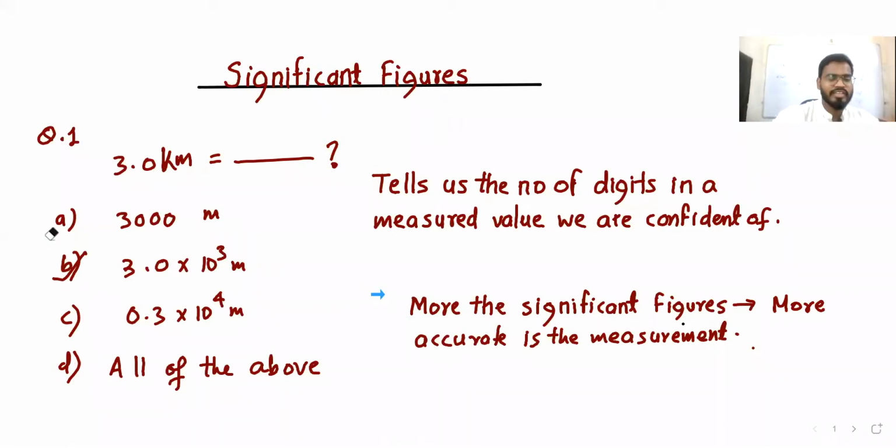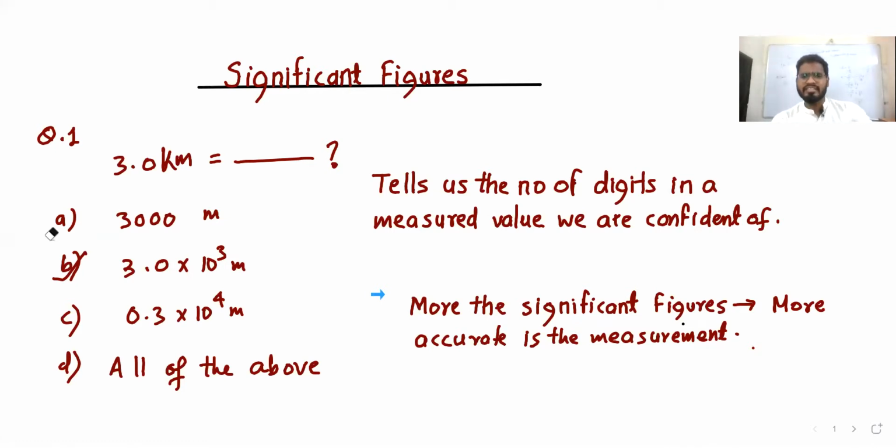The only correct one is 3.0 into 10 to the power 3 meters, right? Now you will ask why. Because the significant figures in 3.0 kilometer is 2. In that option also the significant figures is 2, so it is correct. Now you don't know what significant figures are. That is what we are going to do. Now you understand the importance of significant figures. From this question we are starting. I believe at the end of the class you will understand this properly, and you will solve this question again. Then you'll understand why I am saying this.